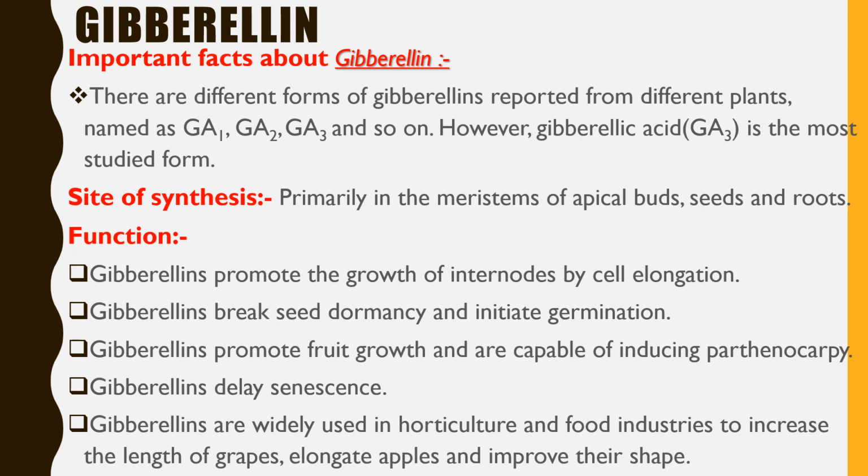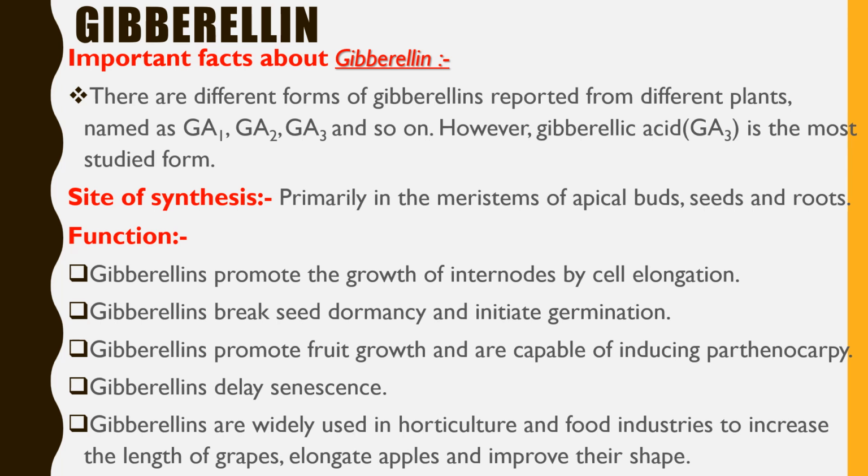Functions of gibberellin are, gibberellin's function almost is similar to function of oxygen. Gibberellins promote the growth of internodes by cell elongation. Internode is the part of the stem between two nodes, and nodes are the places on the stem where the new branches, buds or leaves grow. If the stem cells elongate, then the stem grows in length.